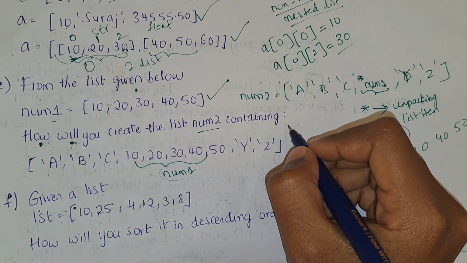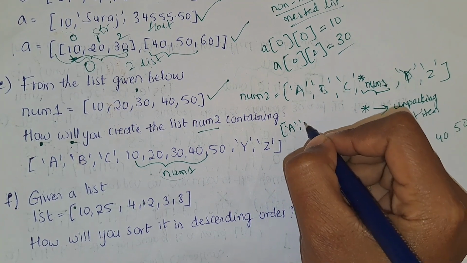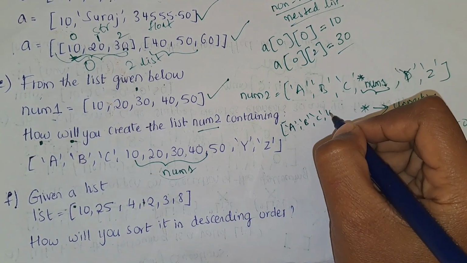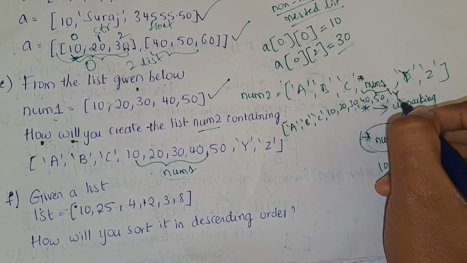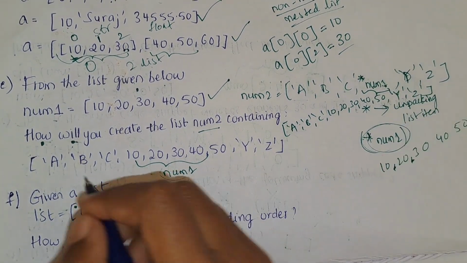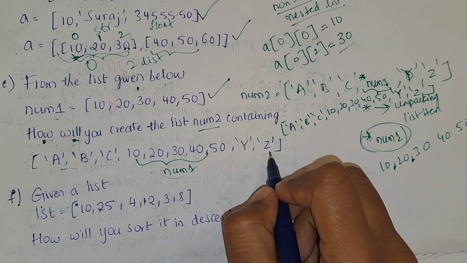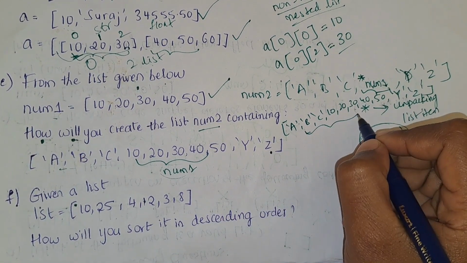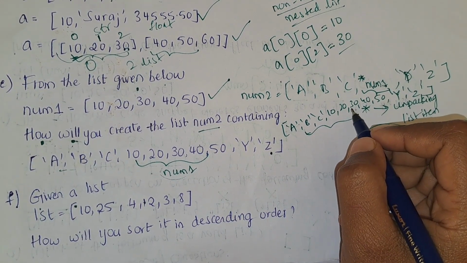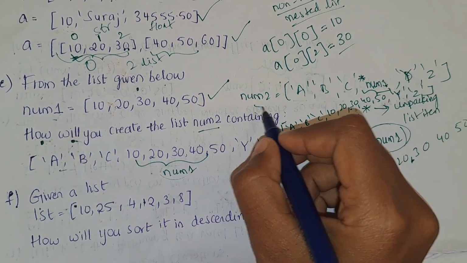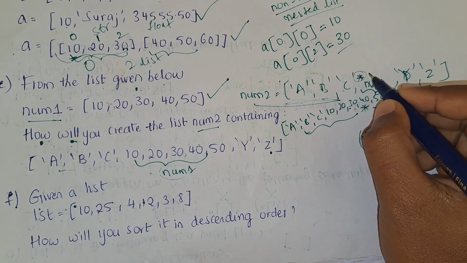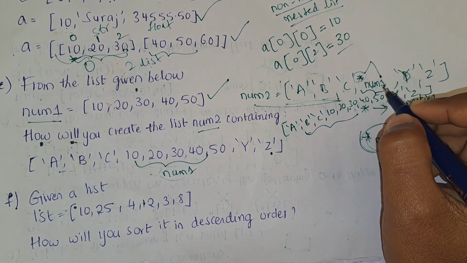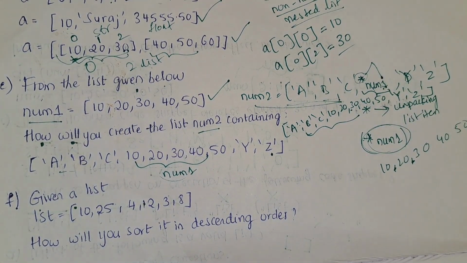So my num2 list will be A, B, C, 10, 20, 30, 40, 50 and then Y and Z. So actually the required num2 list is this. This is the way I find the num2 list. I hope you got the concept of how to create the num2 list using num1. Just use the asterisk, which will unpack the items in the list of num1.